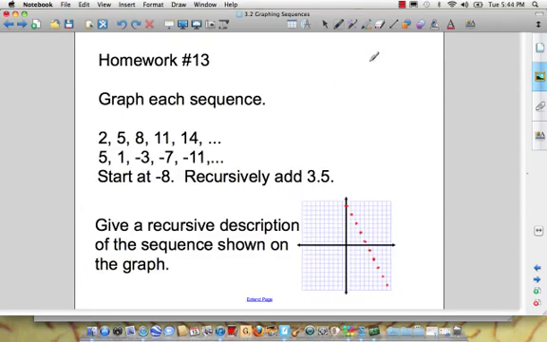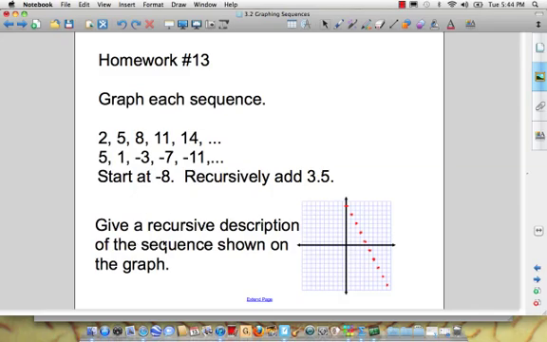For homework number 13, go ahead and graph these three sequences. The first two are just given as a list. The third one is given as a recursive definition. Please put them on separate graphs so that they're easier to look at when I review them.